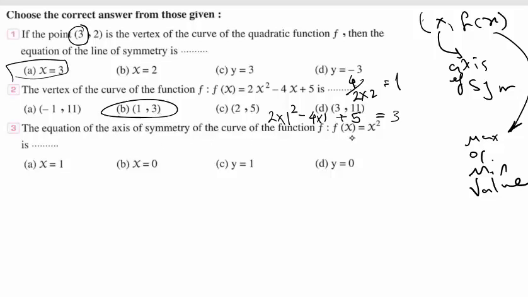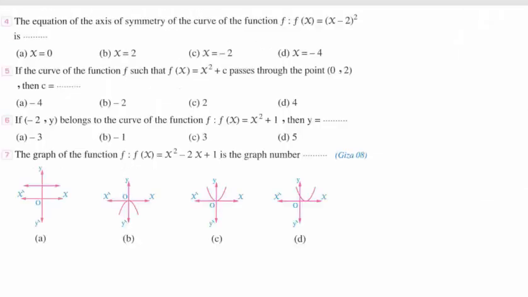The equation of the axis of symmetry will be found from the vertex, negative b over 2a. b here is equal to 0 because there is no coefficient for x, so the axis of symmetry will be at x equals 0. Let's move to the other questions.